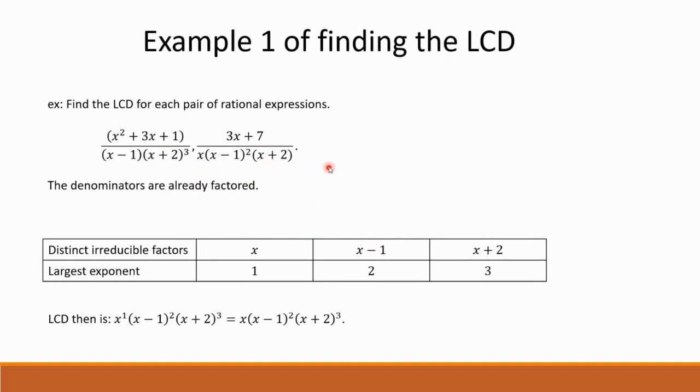Then what we want to do is determine the largest exponent that each factor is raised to. So x minus 1, here it's raised to 1, right? If it's not written, it's understood to be 1. Here it's raised to 2, so 2 is the largest exponent for x minus 1. X is not here. X is over here. It's raised to the first, so the only exponent of x is 1. We have that here.